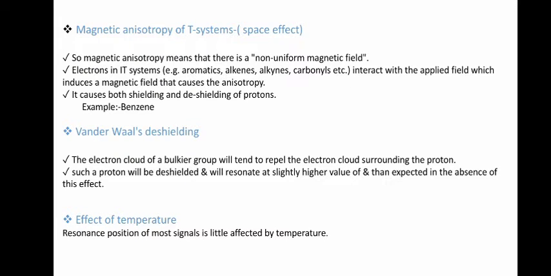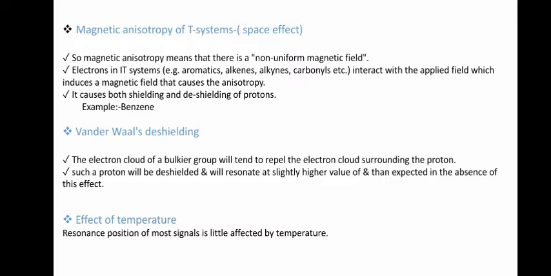Magnetic anisotropy of pi system. Magnetic anisotropy means that there is a non-uniform magnetic field. Electrons in pi system, example aromatic, alkynes, alkenes, carbonyls, etc., interact with the applied field, which induces a magnetic field that causes the anisotropy. It causes both shielding and deshielding of protons.